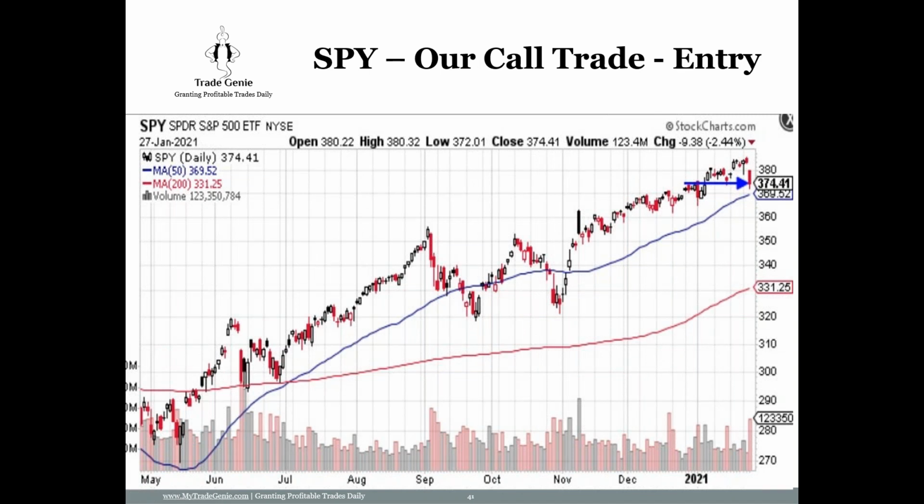So SPY, DIA, QQQ, TQQ, SQQQ. So SPY pulled back towards the 50-day moving average. It's possible it can go through the 50-day moving average. And if it goes here and hugs the 50-day moving average, I can add a little bit more. So I initiated my trade on a gap down towards the 50-day moving average, bought the call.